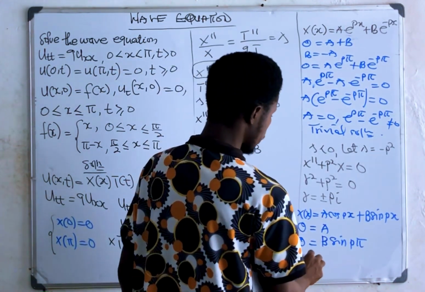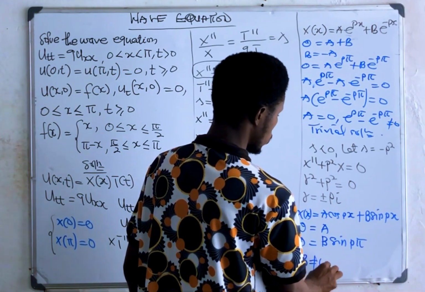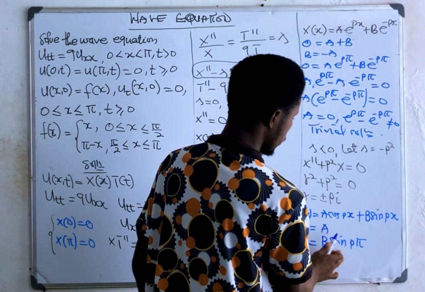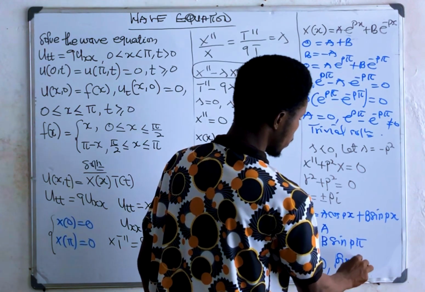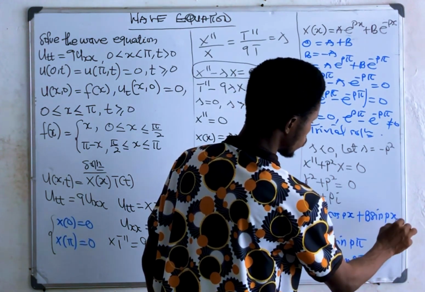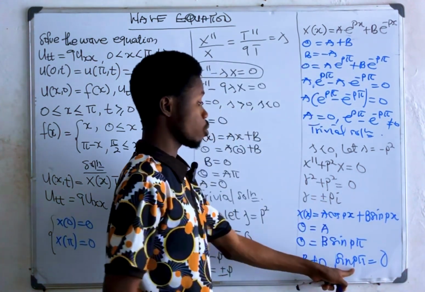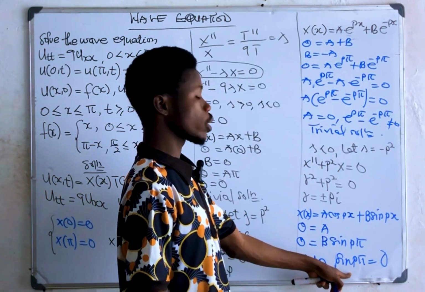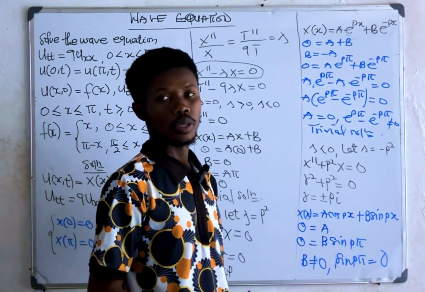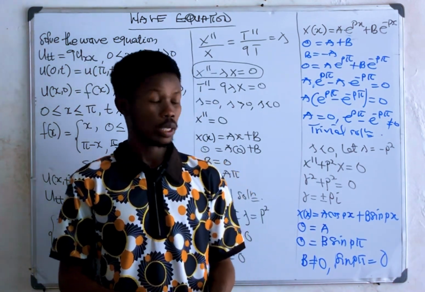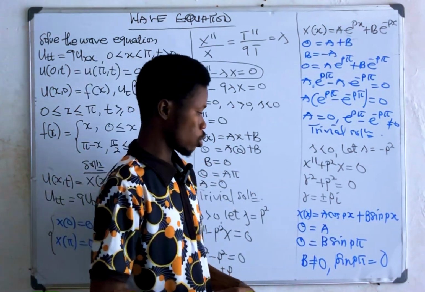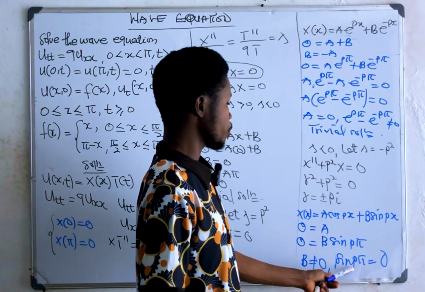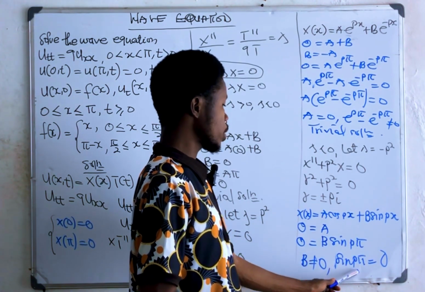So in this case, we say that b is not equal to 0, but sine p pi is equal to 0. And I've explained to you, if you put p to be 1, you get sine pi is 0. P to be 48, sine 48 pi is also 0. So that is a very nice thing. So here we say that we are going to replace this p by n.